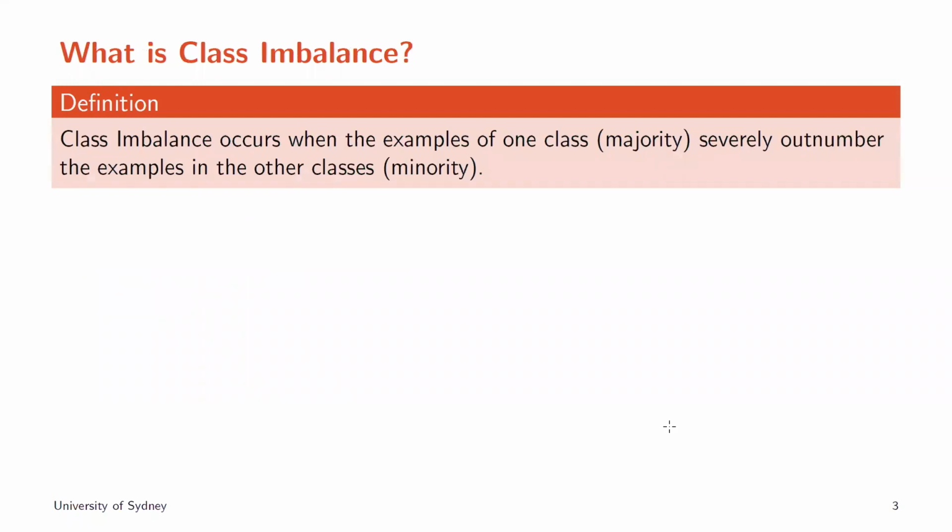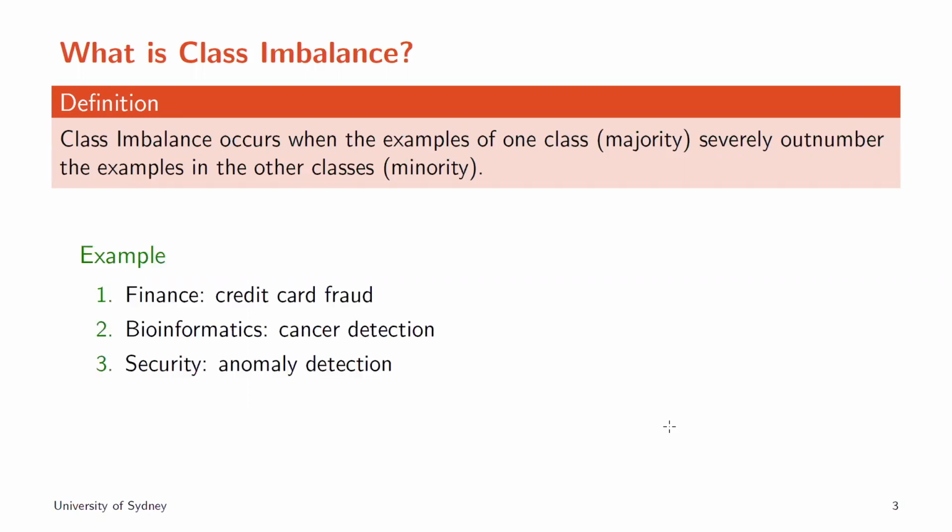So what is class imbalance? Class imbalance occurs when the examples of one class, usually referred to as the majority class, severely outnumber the examples in the other classes or the minority. Many real-world applications exhibit this imbalance. For example, in finance, banks want to be able to detect credit card fraud.